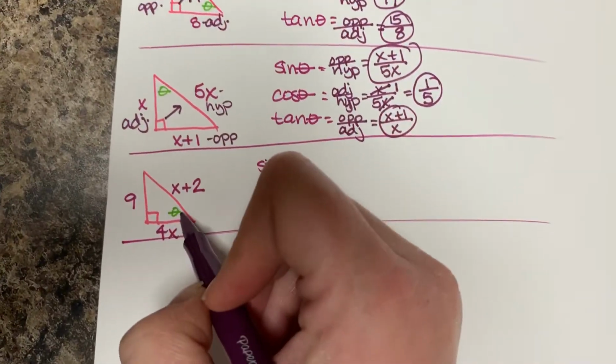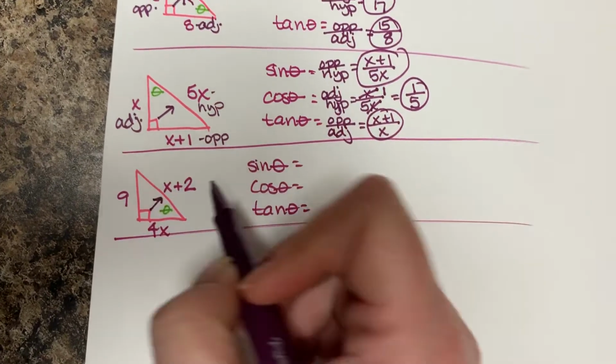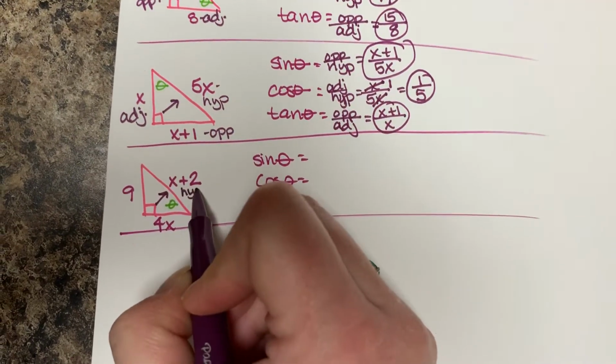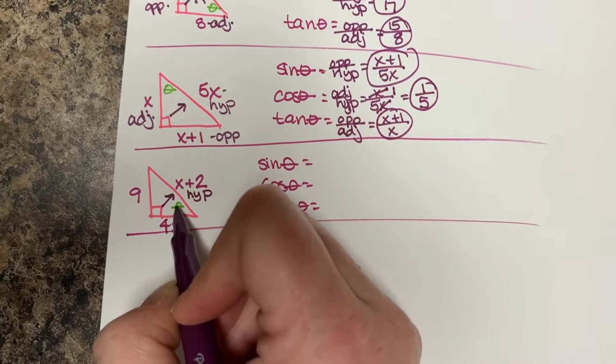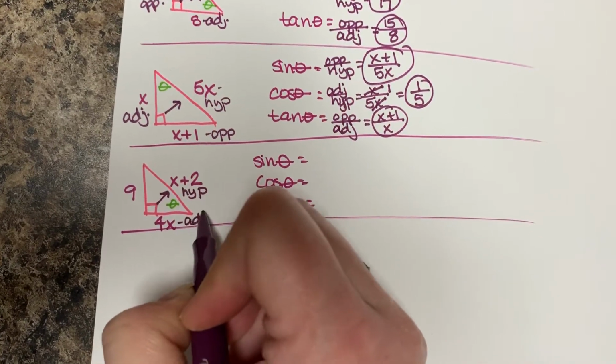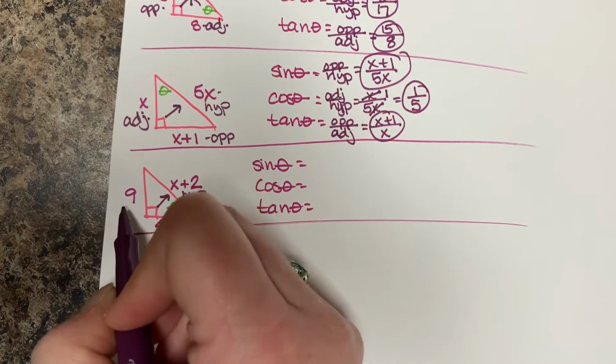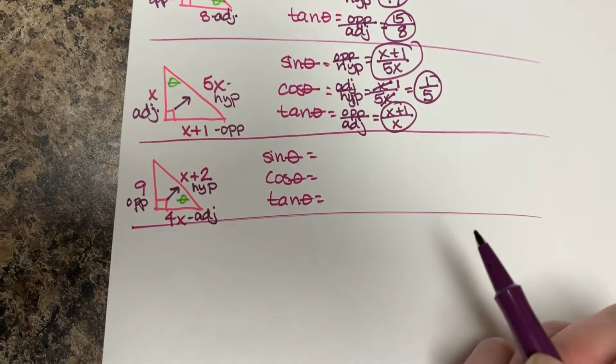All right, so now let's do the same thing for this example. So here is theta. Our hypotenuse never changes. It's always across from our right angle. Our adjacent side is next to theta, so it'll be this side here. And our opposite side is on the opposite side of the triangle.